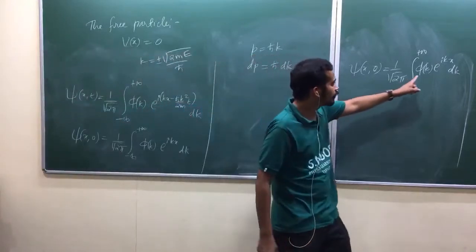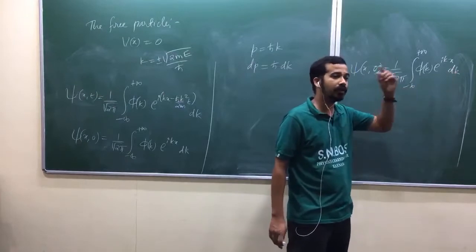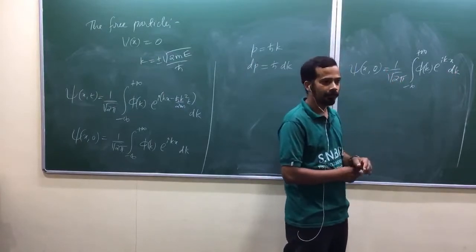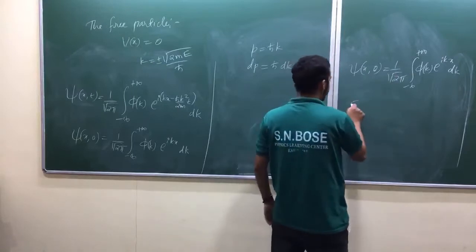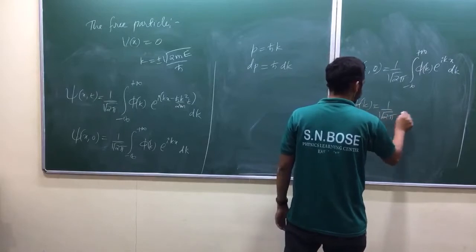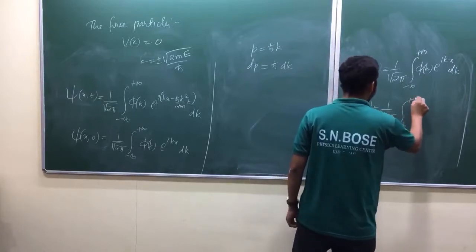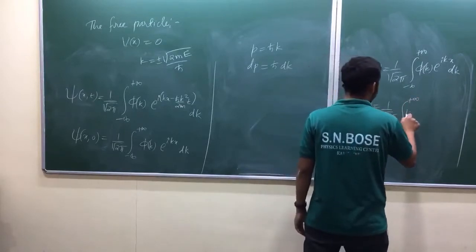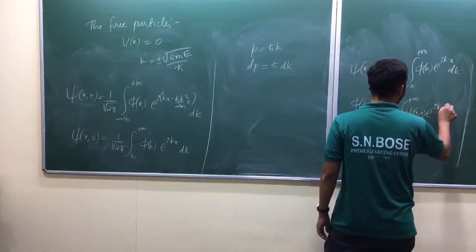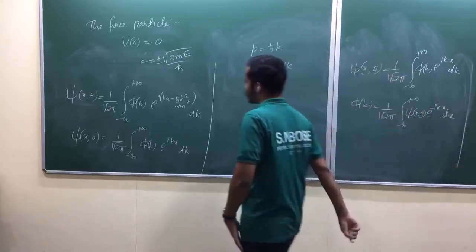If you got confusion whether to write dx or dk, again think over it. It was a linear combination of different k. Are you getting my point? So then what is phi of k? We found it by inverse Fourier transform, minus infinity to plus infinity, psi of x comma 0 e power minus i kx dx here.